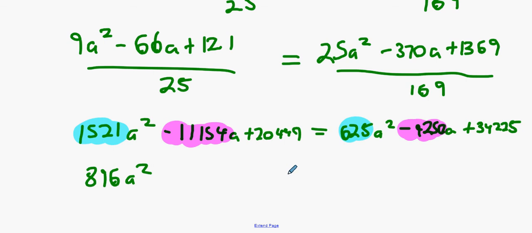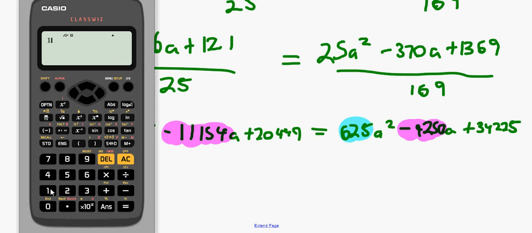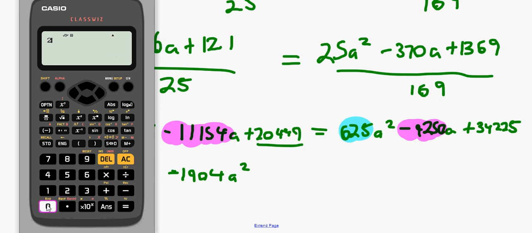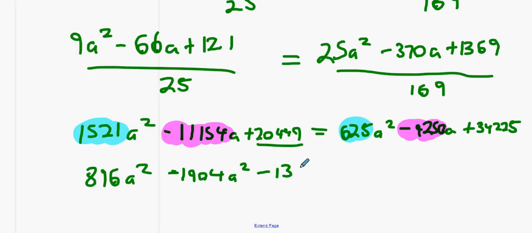Okay, next one is 11,154 minus 9250. That's a minus 1904 a squared. And the last one is 20,449. Take away 4225. Now, is there any reason why you wouldn't do a minus b straight away?